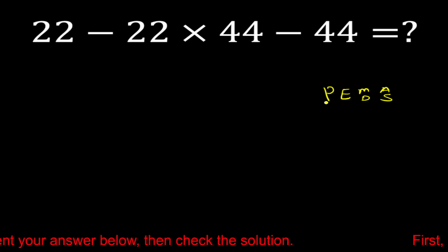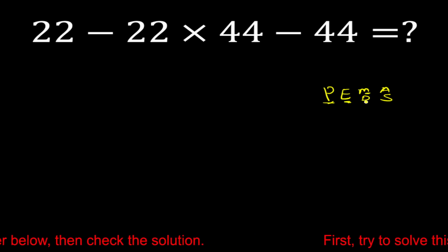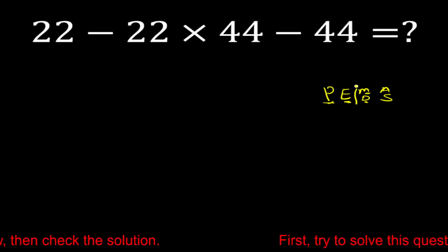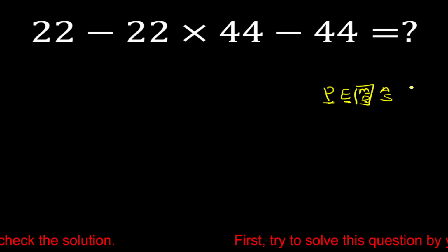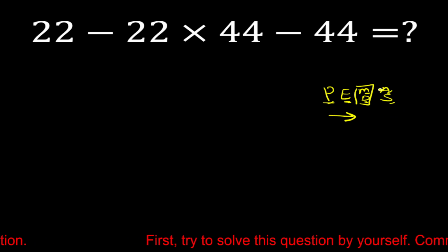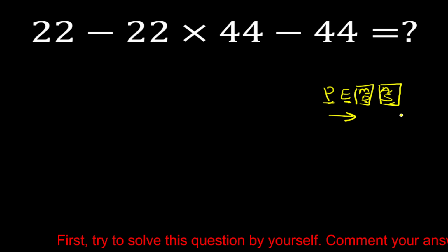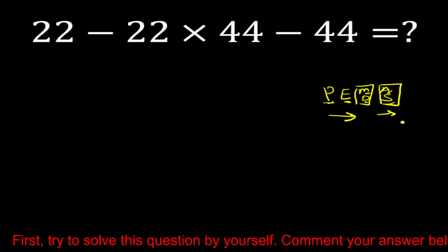Okay, so according to the PEMDAS rule, P means parenthesis, E means exponent, M means multiplication, and D means division. Multiplication and division both have equal priority, so we have to solve it from left to right. A means addition and S means subtraction. Addition and subtraction also both have equal priority, so we have to solve it from left to right. Okay.